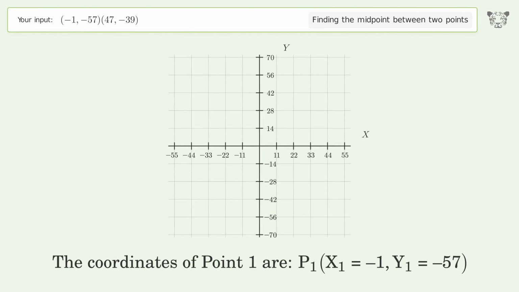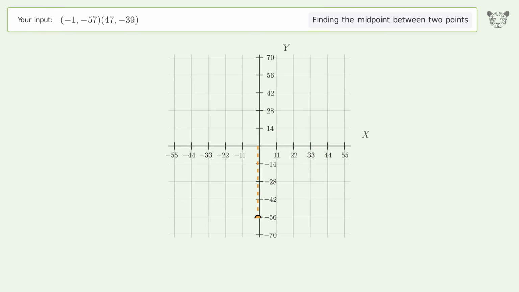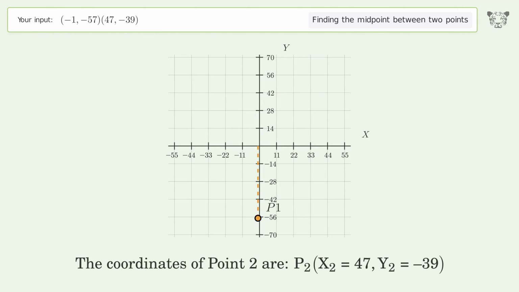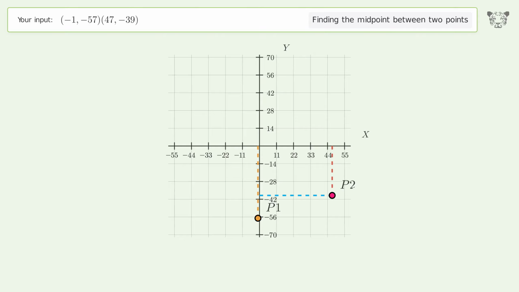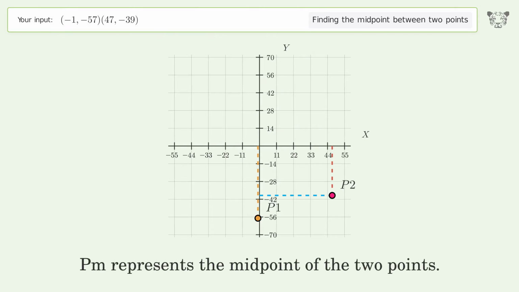The coordinates of point 1 are, x1 equals negative 1, y1 equals negative 57. The coordinates of point 2 are, x2 equals 47, y2 equals negative 39. PM represents the midpoint of the 2 points.